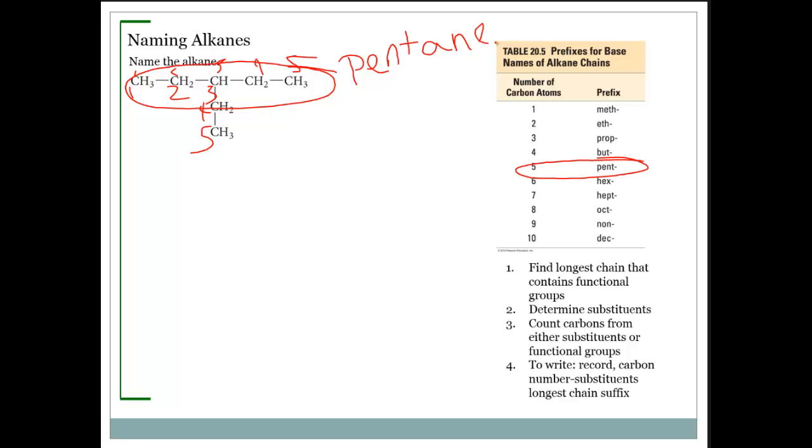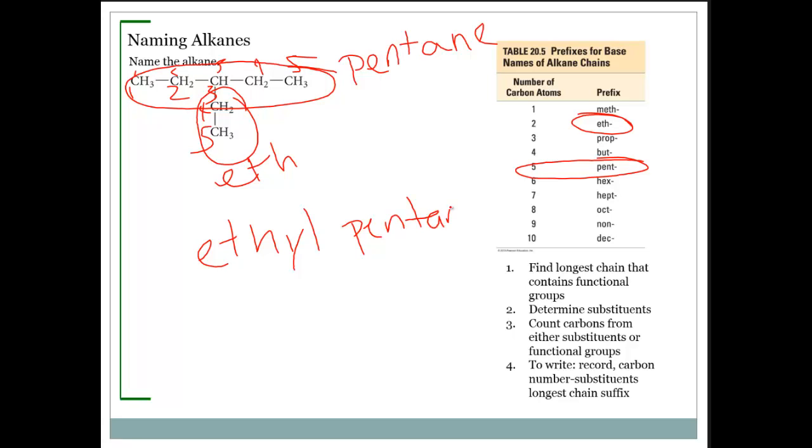Now I look for things that are not circled. Things that are not carbon and not hydrogen and not circled. And this is right here. I have 2 carbons there. So I look for 2, and I see that I have eth. If it's a substituent, I'm going to end it in yl. So instead of ethane, it'll be ethyl. Ethyl pentane.